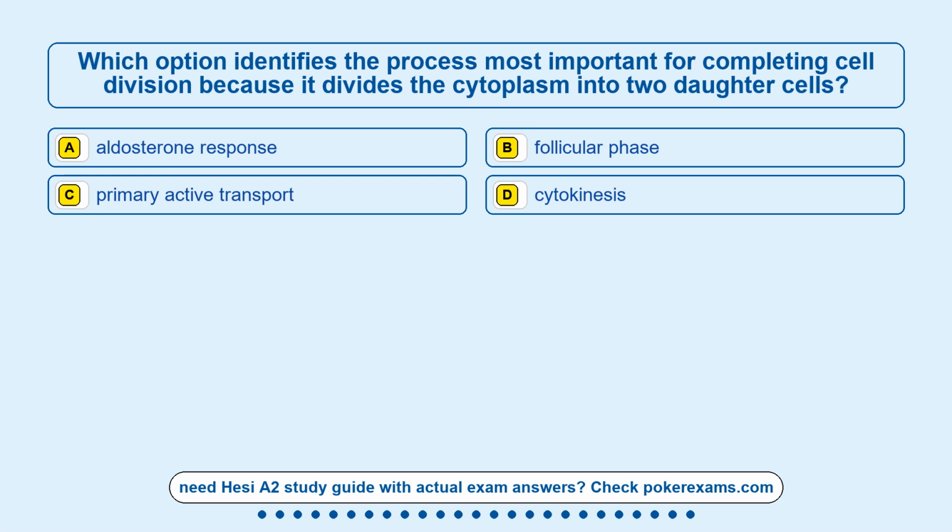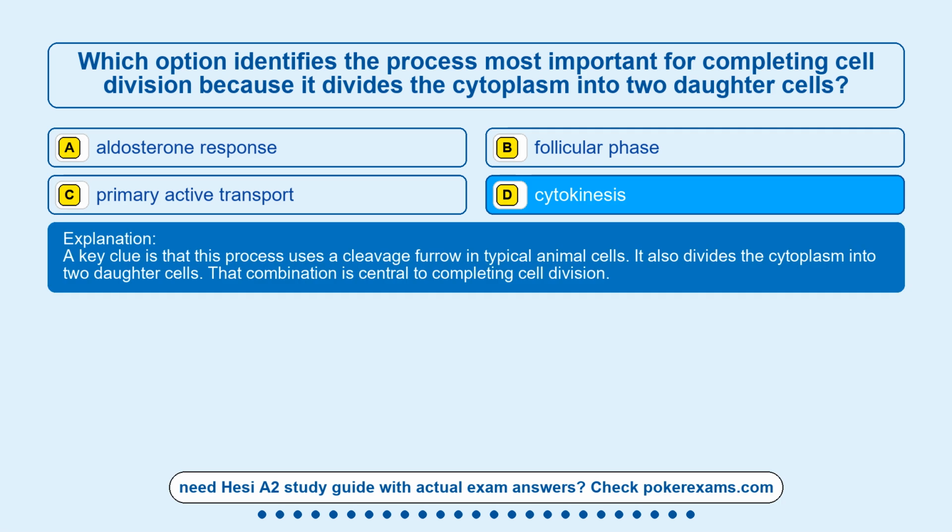Question 13. Which option identifies the process most important for completing cell division because it divides the cytoplasm into two daughter cells? Option A, aldosterone response. Option B, follicular phase. Option C, primary active transport. Option D, cytokinesis. The correct answer is option D, cytokinesis.